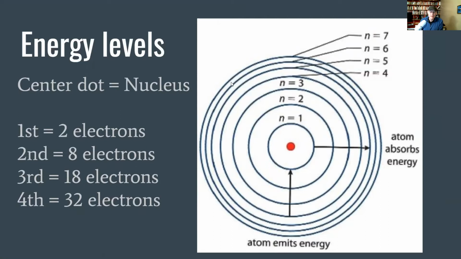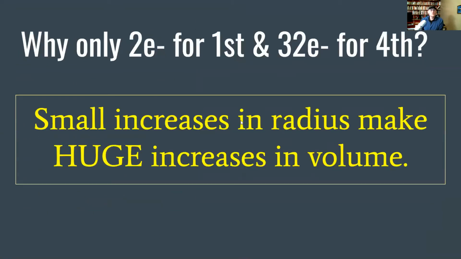So the least gap is between 7 and 6. The next larger gap, which is not much larger, is between 6 and 5, and it gets a little bit bigger each time we get closer into the nucleus. Something we'll talk about later, but I wanted to point that out now too. So why only 2 electrons in the first energy level and 32 for the fourth energy level? Small increases in radius make huge increases in volume, because once again, of that cubed value.